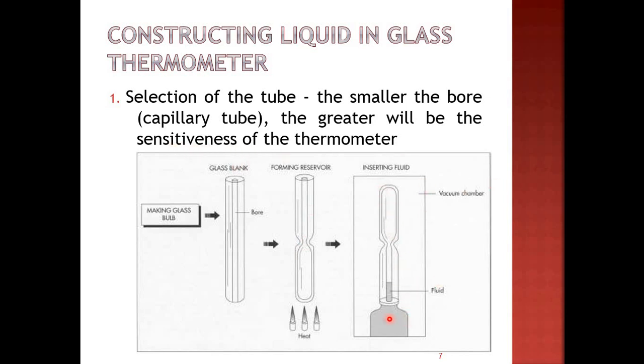At the end you fill it with fluid. Insert fluid, put fluid inside it. When you do this, you conduct it in a vacuum chamber, which means this area is totally a vacuum, no pressure exists here. So when you insert the fluid into the thermometer, making the glass tube, making the glass bulb.